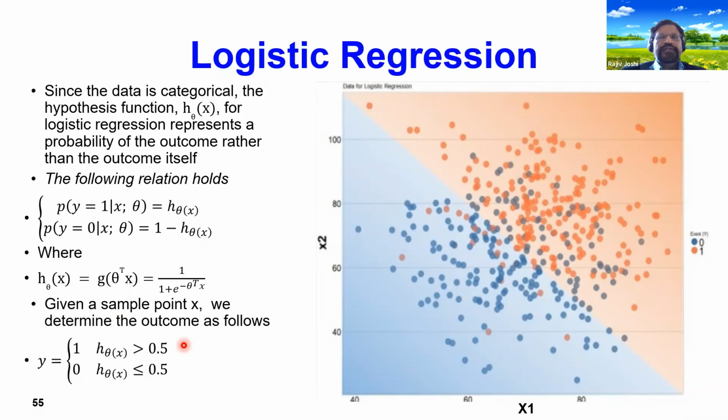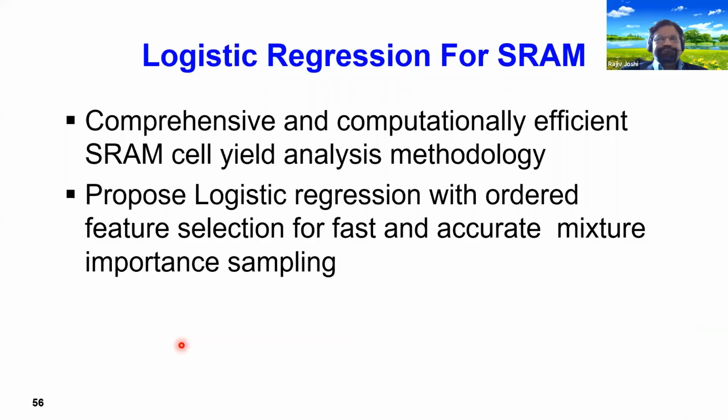With this kind of technique, for a comprehensive and computationally efficient SRAM cell analysis methodology, we propose logistic regression with order feature selection for fast and accurate mixture importance sampling. So the bottom line is we're trying to bring the second step into this model, okay? And that's the key idea. And the idea also is to increase the speed even further, so that larger, complicated circuits can be utilized with this.